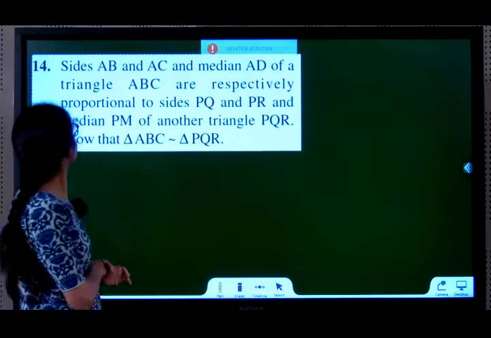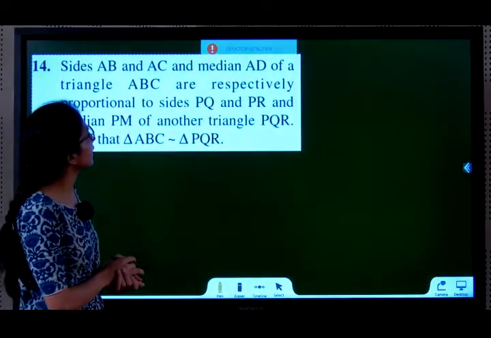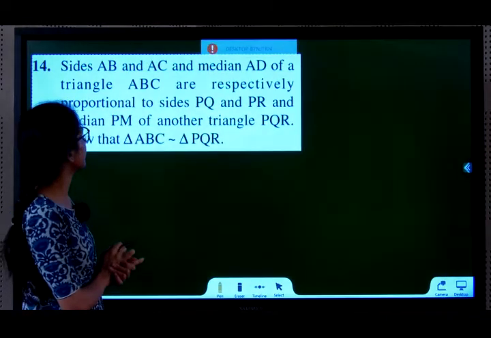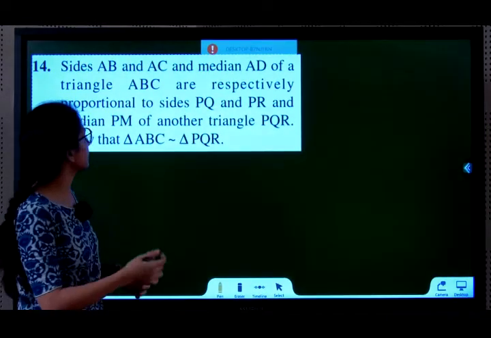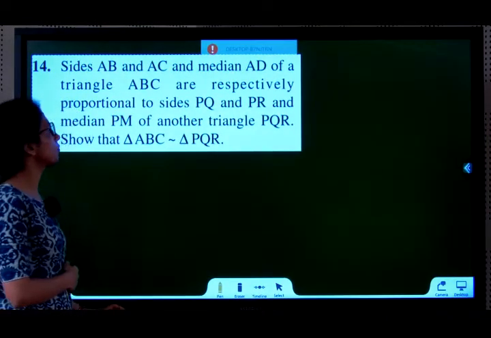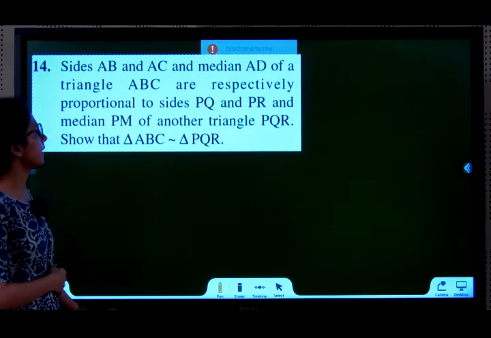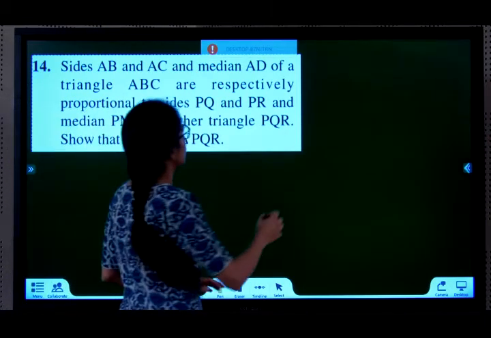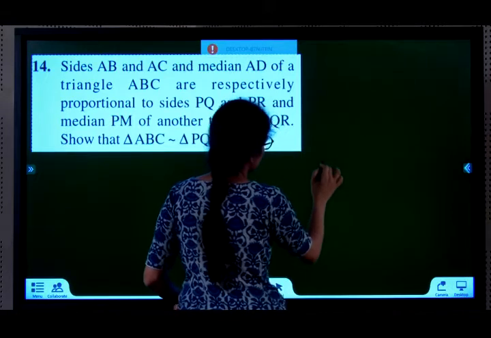Hence proved. Sides AB and AC and median AD of a triangle ABC are respectively proportional to PQ, PR and median PM of another triangle PQR. So we have two triangles involved here.